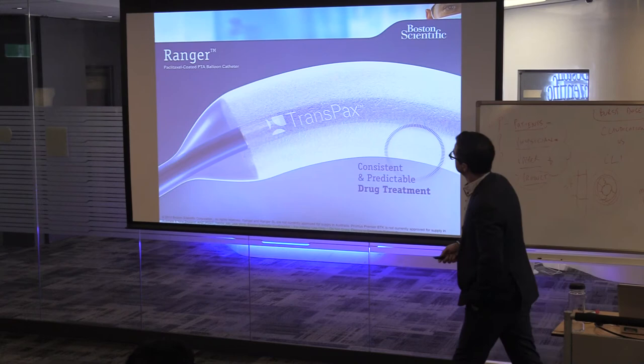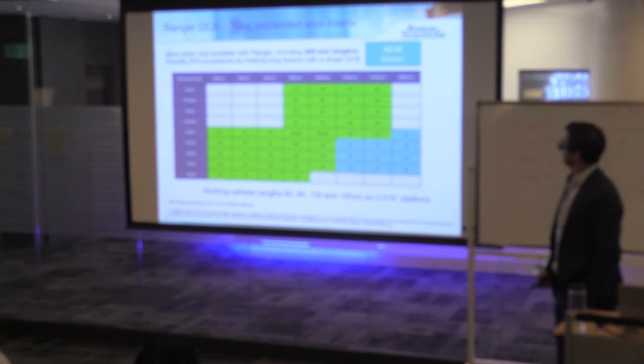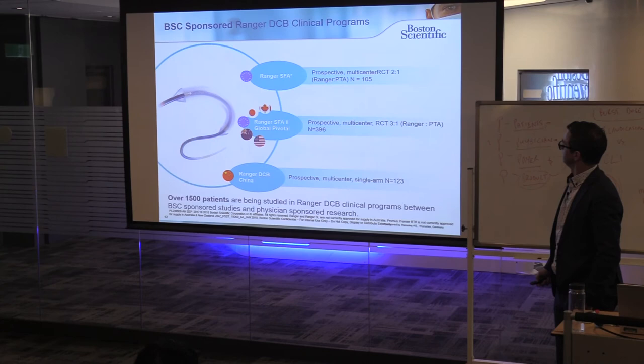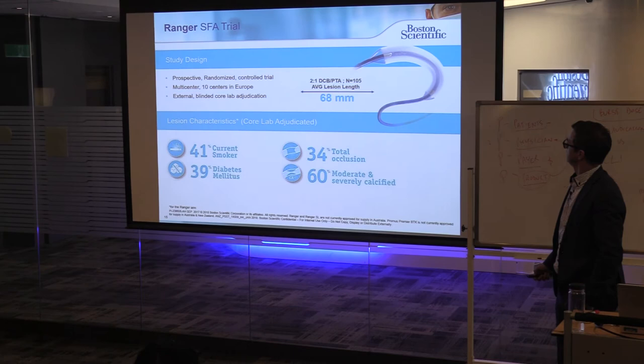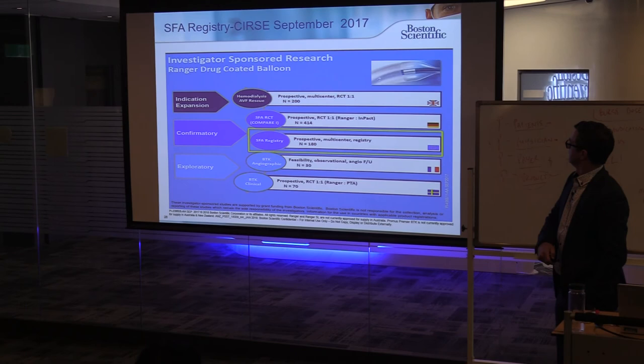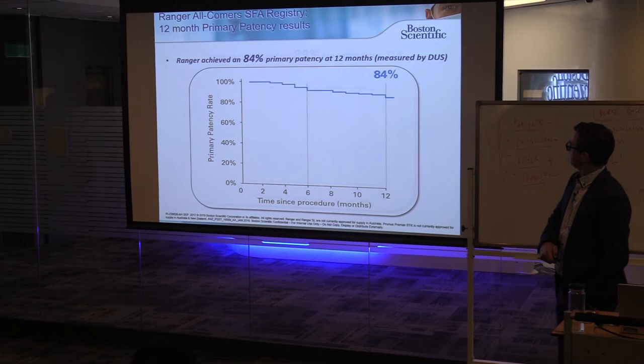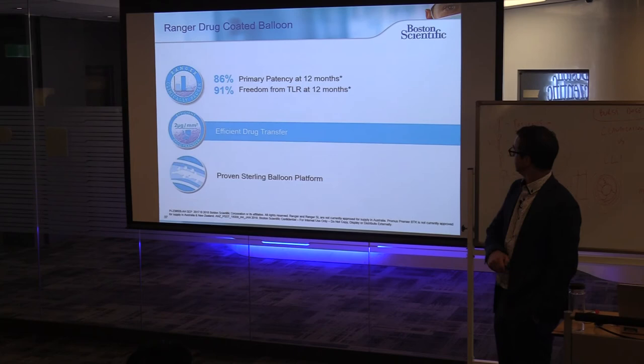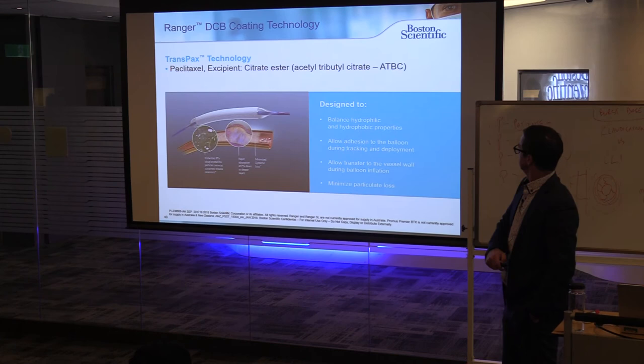I'll just move on and see if I can find the slide for that. The reason we have this crystalline form, as opposed to, does anyone know what type of coating the Impact balloon uses? Urea, yep. And ours is a crystalline coating, right? Ours is a crystalline coating.